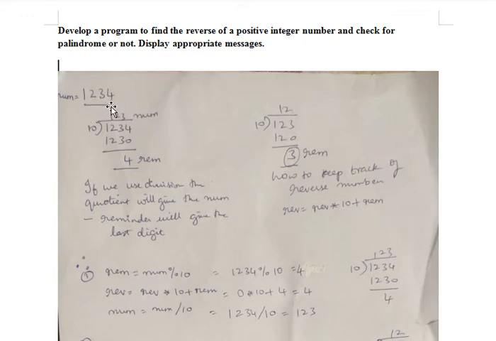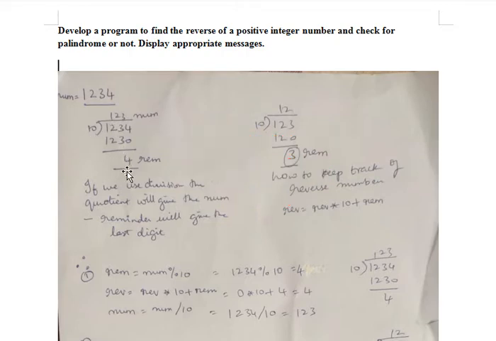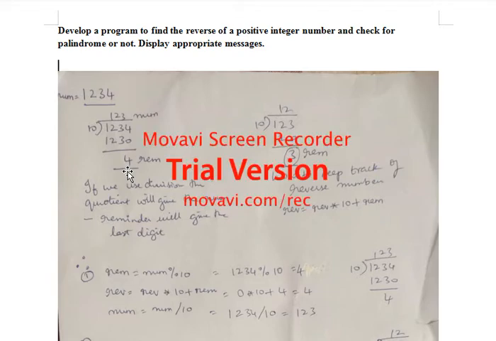Now to get my last digit 4, that is in the 10th place, what we can do is divide that number by 10. When 1, 2, 3, 4 is divided by 10, the remainder we get is 4. You know that when I was teaching you about the arithmetic operators, whenever we use the modulus symbol, we get the remainder. So we can get 4.